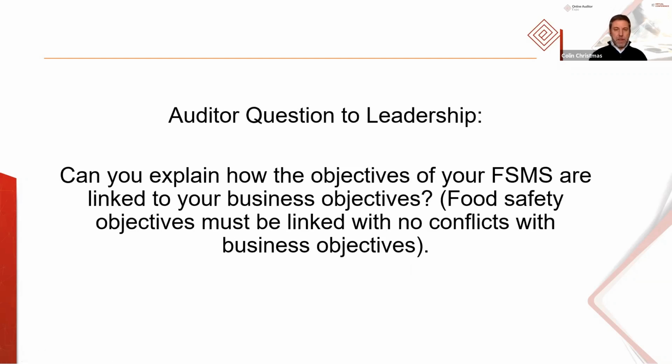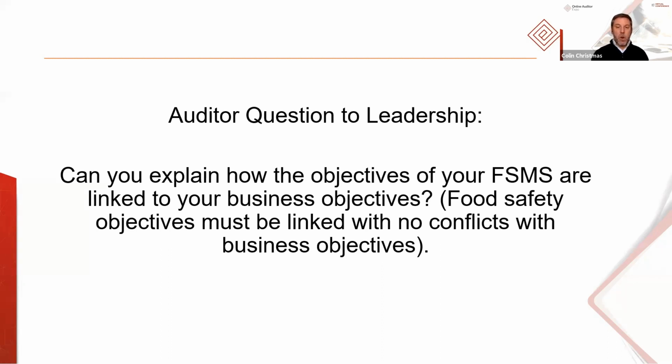Another question for leadership, to ask them how the objectives of the food safety management system are linked to their business objectives. In a lot of cases, food safety objectives must be linked with no conflicts, and in a lot of cases there are conflicts. An example I've seen is procurement having a 10% cost reduction for commodities. This has triggered procurement to go out and find cheaper and more cost-effective suppliers. At the same time, the food safety management objective is to reduce quality defects from suppliers by 10%.